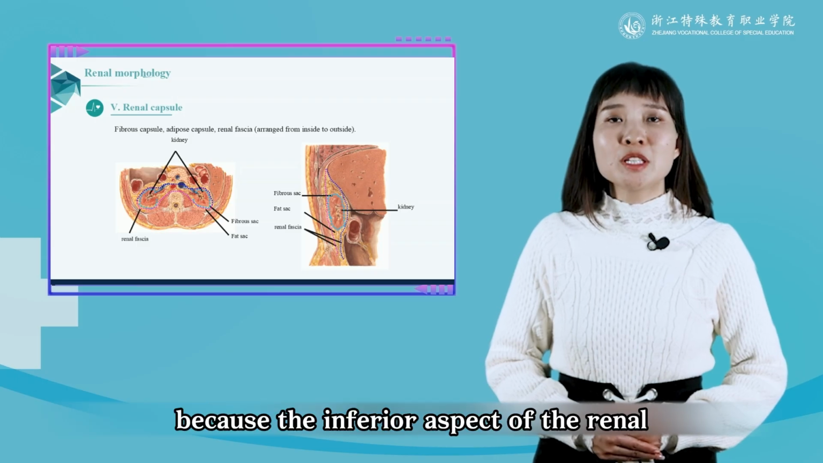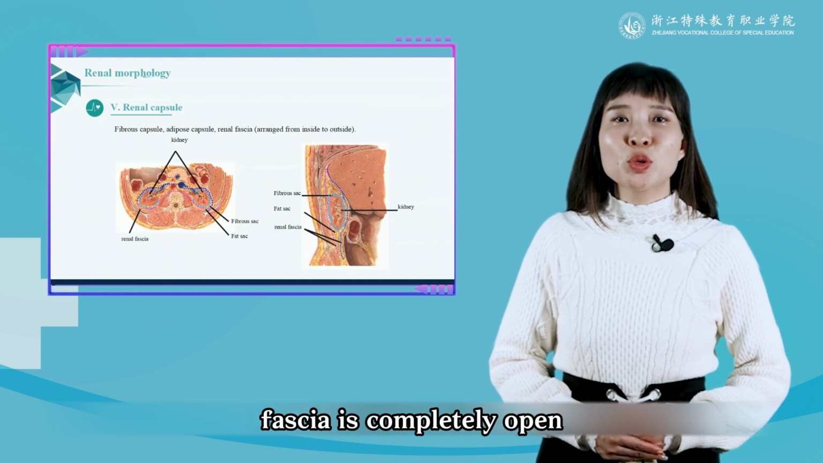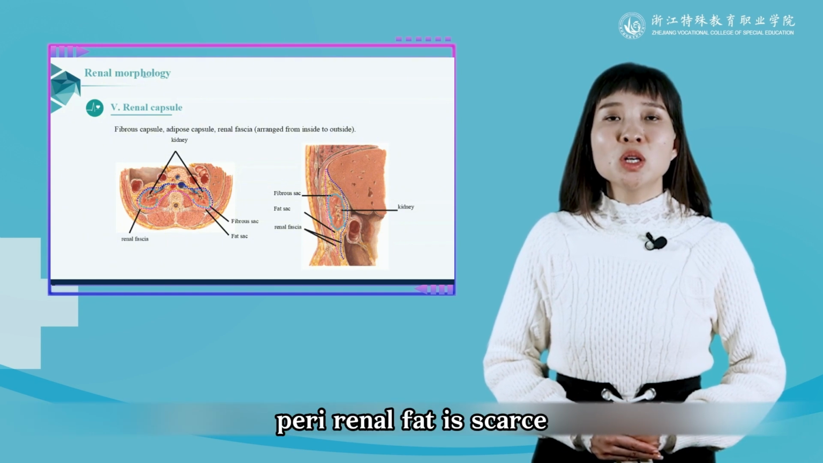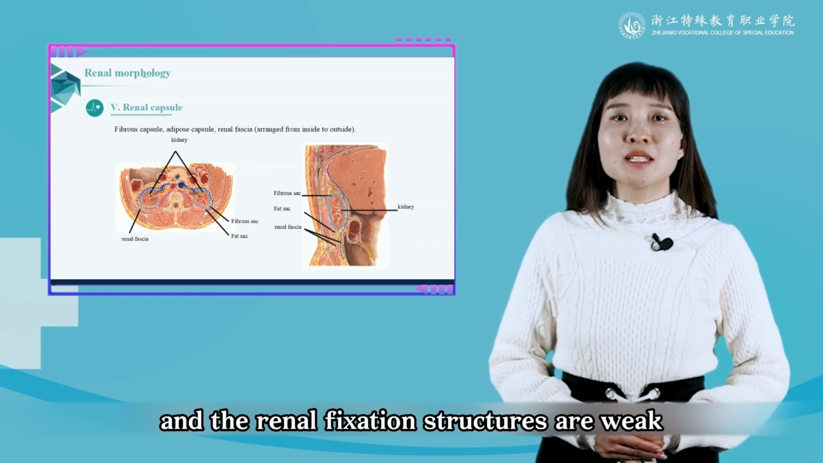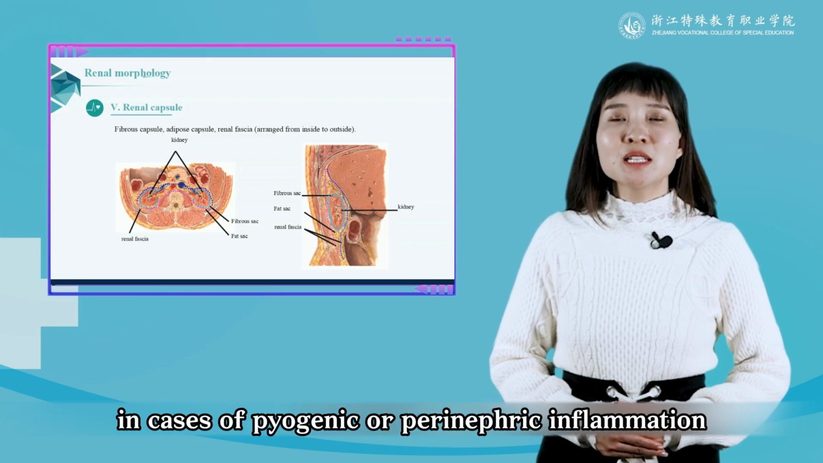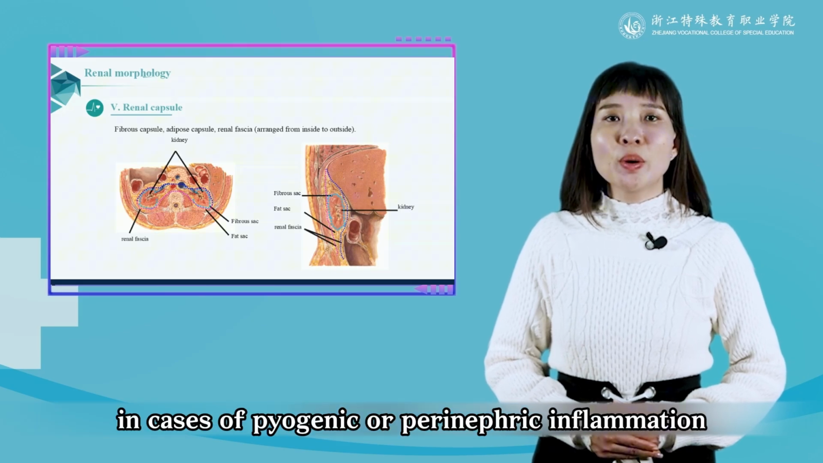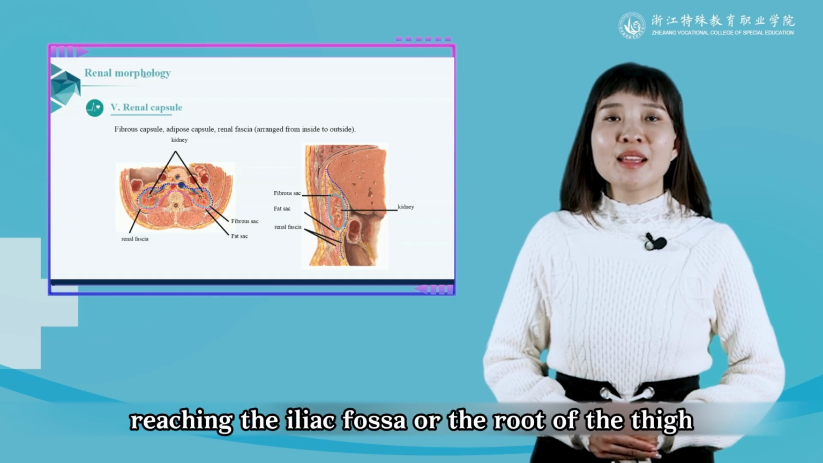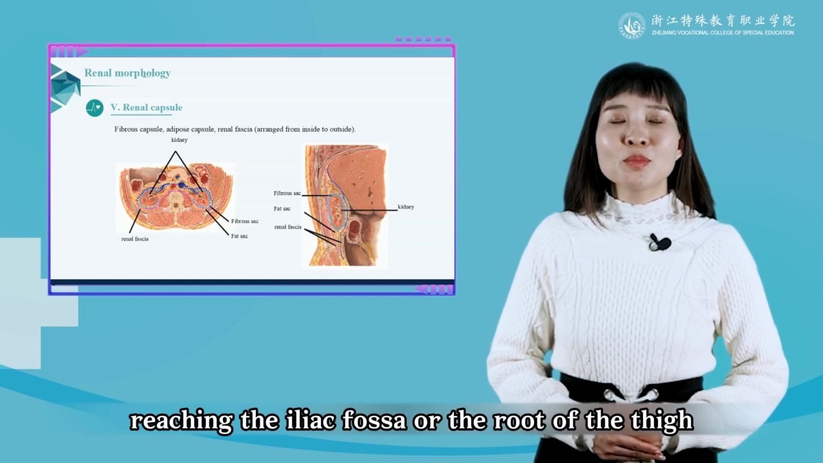Because the inferior aspect of the renal fascia is completely open, when the abdominal wall muscles are weak, perirenal fat is scarce, and the renal fixation structures are weak, nephroptosis or a floating kidney may occur. In cases of pyonephrosis or perinephric inflammation, pus can spread downward along the renal fascia, reaching the iliac fossa or the root of the thigh.